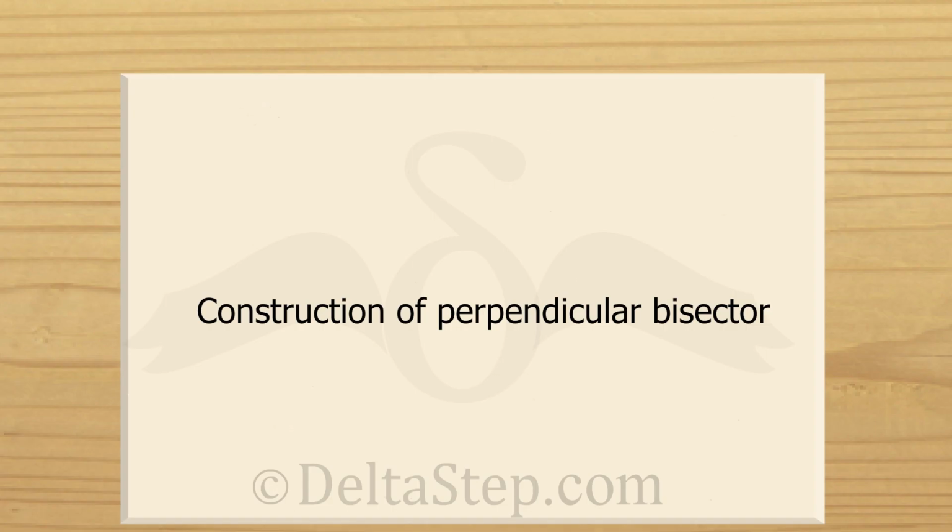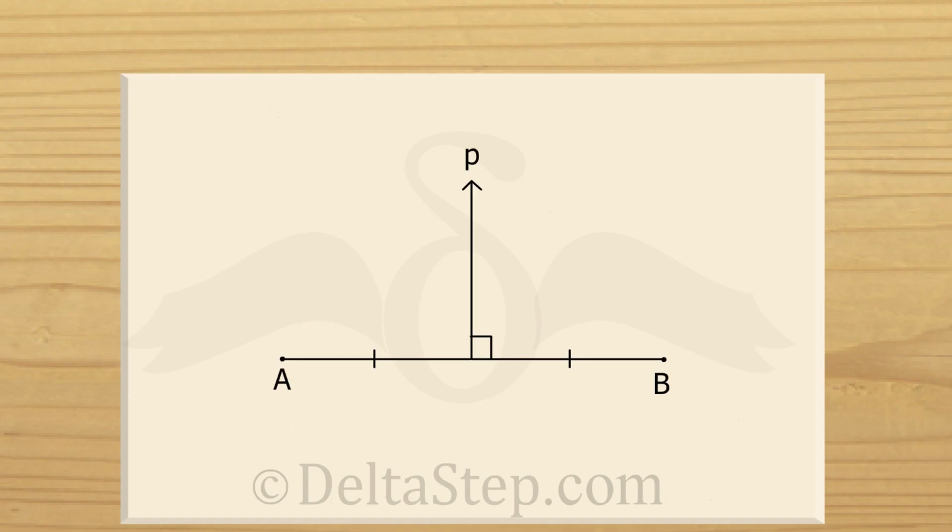Construction of perpendicular bisector. We already know what a perpendicular bisector of a line segment is. Perpendicular means at an angle of 90 degrees to the given line segment. And bisector means it should cut the object, that is line segment AB, into two equal parts. So the perpendicular bisector of a line segment is a line or line segment perpendicular to it and passing through the midpoint of that line segment.